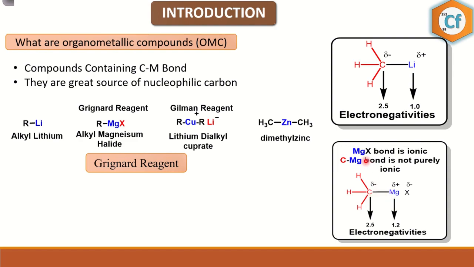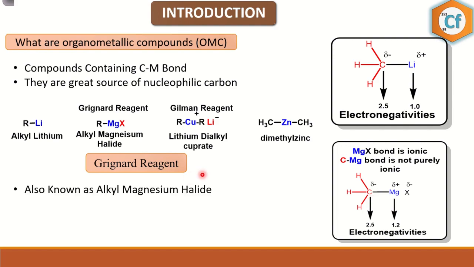Along with that, the Mg-X bond is ionic here. This bond is ionic, whereas the carbon-magnesium bond is not purely ionic. It is not 100% ionic, it is somewhere between 70 and 80% ionic. The electronegativity of magnesium is 1.2, whereas the electronegativity of carbon is 2.5. Here we can see that magnesium is more electropositive, or we can say magnesium is less electronegative than carbon. So obviously it will donate its electron forcefully to the carbon.